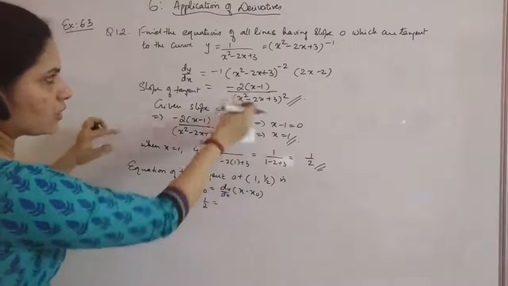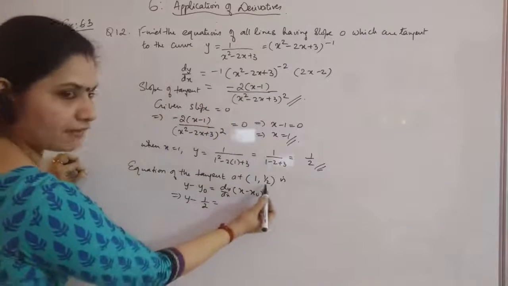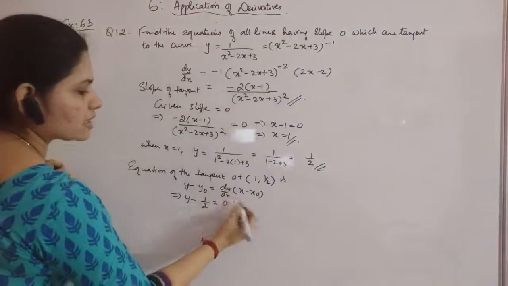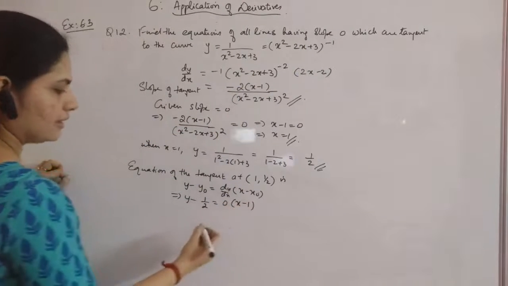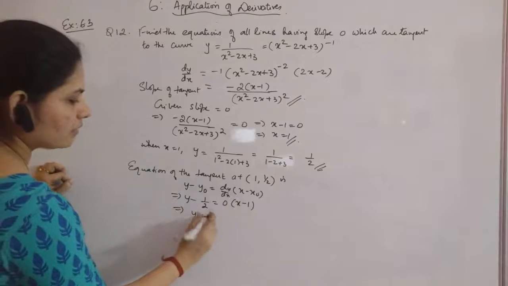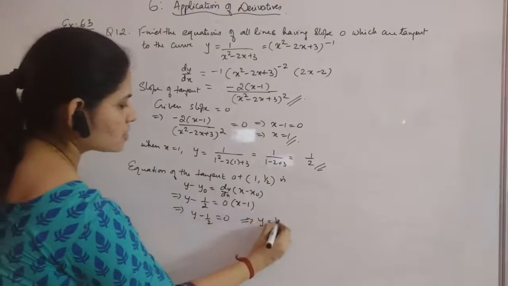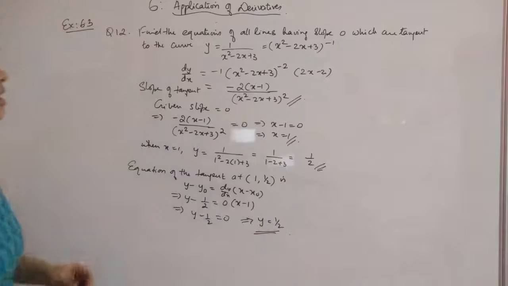Instead of finding out or replacing this and then putting the value 1 comma 1 by 2, the question is having that slope is 0. So you can just write 0 into x minus 1, which will give you y minus half is equal to 0 or y is equal to 1 by 2. So this is the equation of the line having slope 0, which is tangent to the given curve.